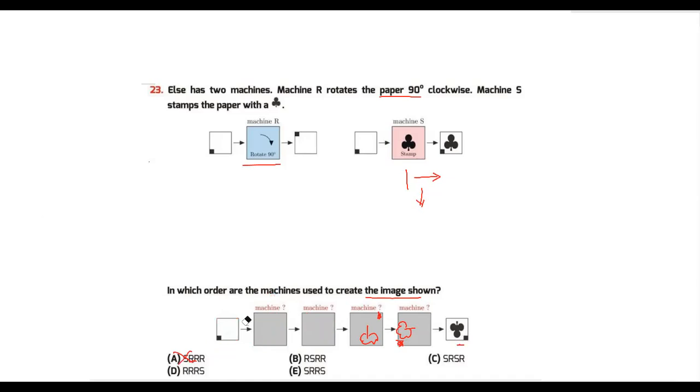Similarly, let's try for B. Suppose it's R. So R means this symbol will come here. Then you have an S. So you have this thing here. And then again you have an R. So this will turn like this, and this will also come here. And then again you have an R. So it will be turning like this, and then this will come here. So it will fit in. So my answer for question 23 is option B.